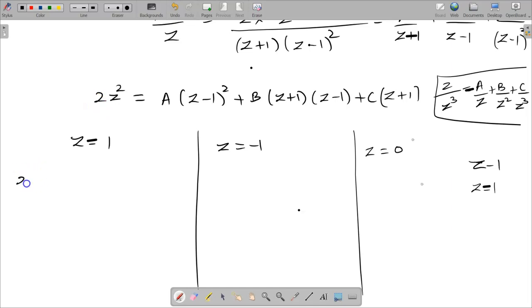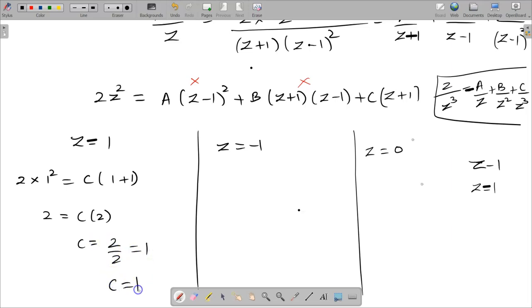So here in the left hand side, 2 into 1 square, which is equal to, here when we substitute 1, 1 minus 1 gets cancelled, so this term gets cancelled. Similarly, when we substitute Z equal to 1, this term also gets cancelled. So we will get only the C term. So here it is C into Z value 1, 1 plus 1. 1 square is 1, 1 into 2 is 2, which is equal to C into 1 plus 1, which is 2. So C is equal to 2 by 2, which is nothing but 1. So the C value is 1.